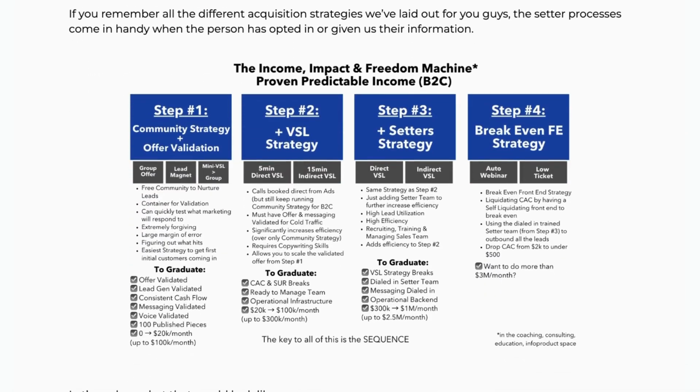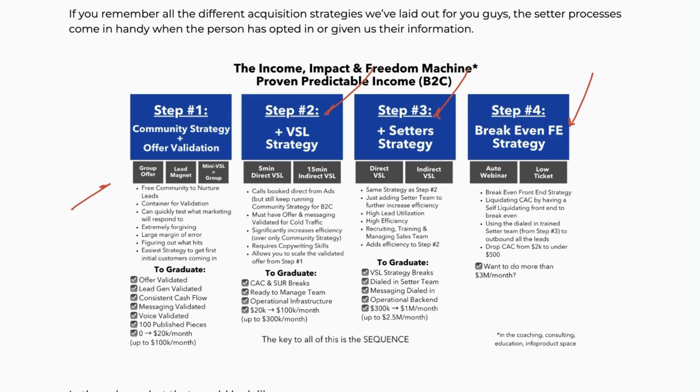So if you remember all the different acquisition strategies that we laid out for you guys, right? The setter system and the process comes in handy any time that somebody has opted in and given their information. So whether you're running the community strategy, VSL, VSL with setters, or the break-even front-end strategy where you're running an LBO or anything of that sort, it does not matter. As long as you're collecting somebody's name and information, you're going to be able to ramp up and have a set of processes in place and actually connect with those people and really tap into, again, lead utilization. So instead of creating a lot of waste, you're actually going to be able to tap into the leads that you have.